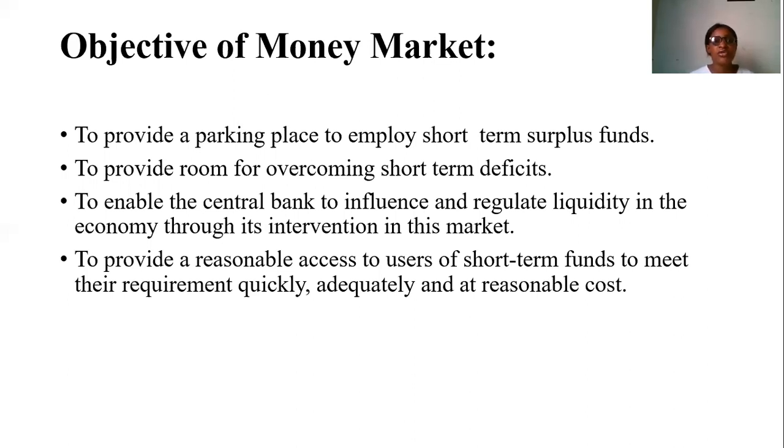Then the next objective is to enable the central bank to influence and regulate liquidity in the economy through its intervention in these markets. So like you know, the central bank is one of the participants in money market. All right. So the central bank will help to influence and regulate liquidity in the economy through its intervention in this market. By liquidity here, like I explained in the first slide, liquidity refers to the ease with which an asset or security can be converted into ready cash without its market price being affected. All right. Then the fourth and last objective here that we have is to provide a reasonable access to users of short-term funds to meet their requirements quickly, adequately, and at reasonable cost.